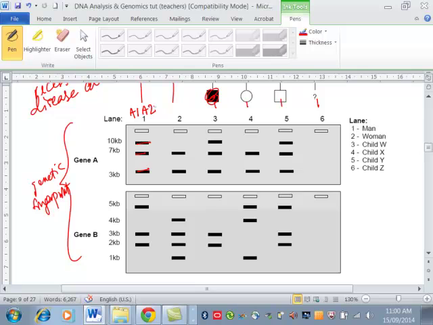Remember, we have 2 alleles for every gene because we inherit one from mother, one from father. So the father is A1, A2. What about the B? He has 5 kilobases. 5 kb would be B1, B2 or B3? B1, and 2 and 3 would be B2. So his genotype is A1, A2, B1, B2. Can I give you a quick 10 seconds to do 2, 3, 4, 5?